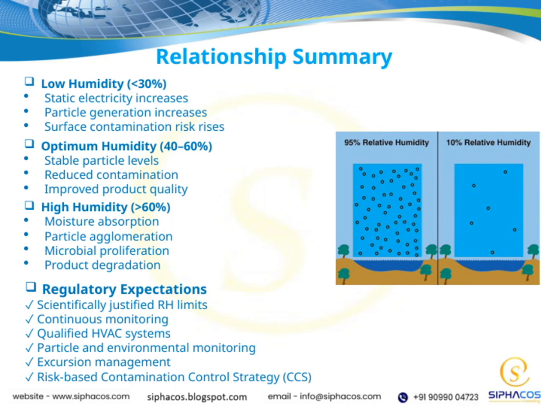Humidity levels play a huge role here. Below 30%, static electricity and particles increase, raising contamination risks. Between 40 and 60%, conditions stabilize, contamination drops, and product quality improves. Above 60%, moisture causes particle clumping, microbial growth, and product degradation. Managing this balance is critical.